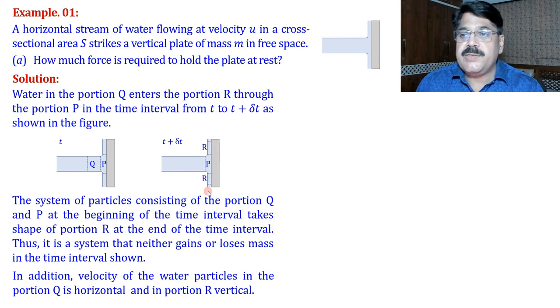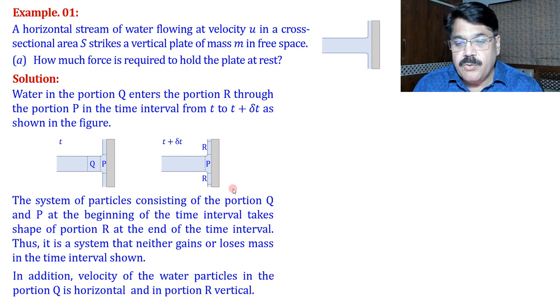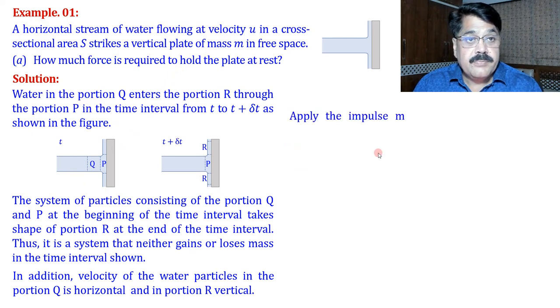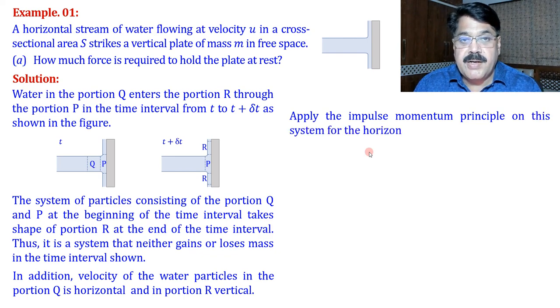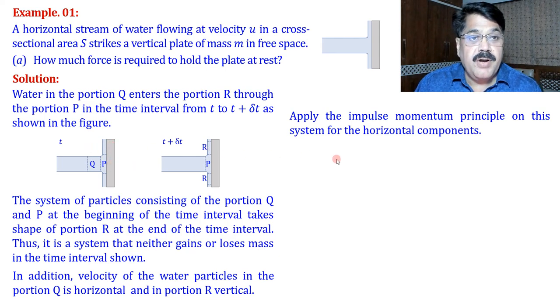And now we have to consider the system in free space, so there is no gravity. Now what do we do? The simple idea is we can apply the impulse momentum principle, because the problem relates to velocity vector change and time interval. So this is the area of using the impulse momentum principle. And how can we apply it? Let us see. Apply the impulse momentum principle on this system for horizontal components. Actually, we have to apply it on the plate horizontally.